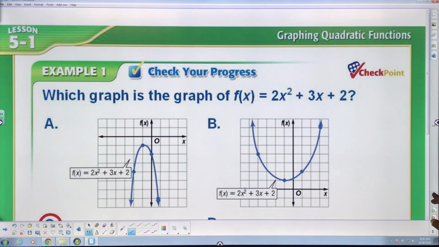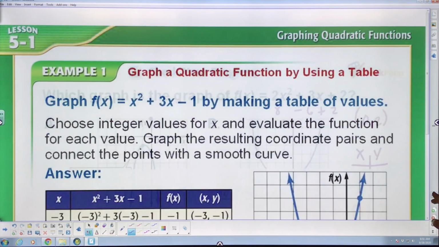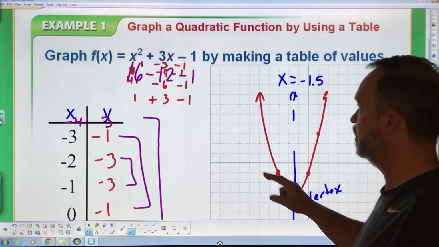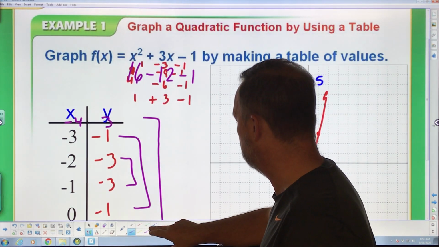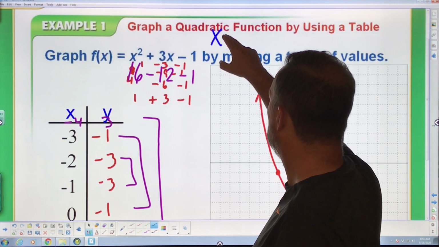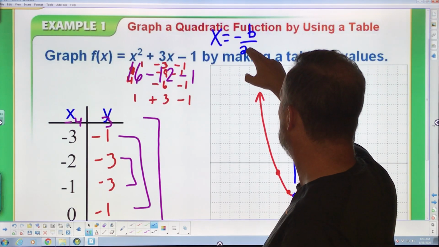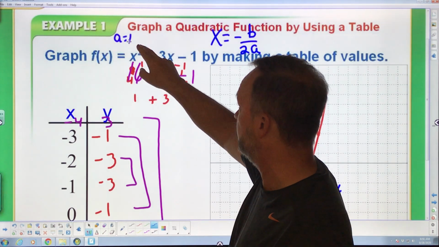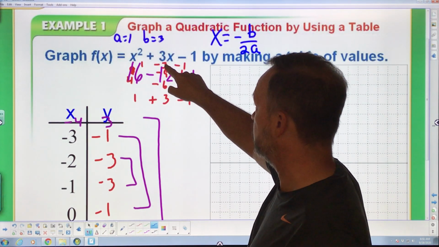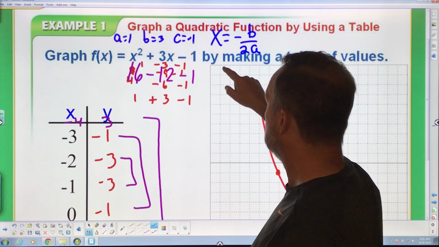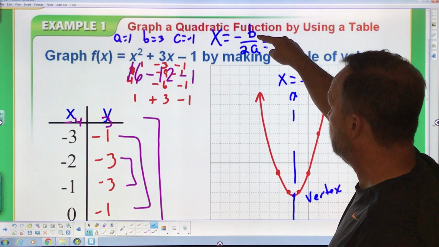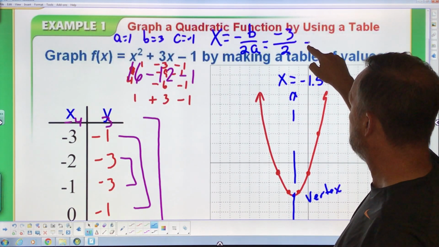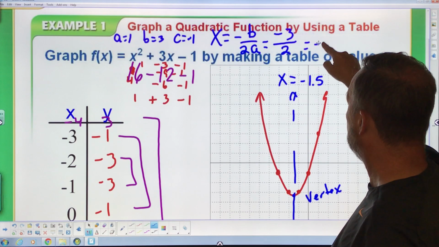Now, let's go back to this one. The axis of symmetry is -b over 2a. Remember here, a is 1, because it's the coefficient of the quadratic term. B is 3, because it's the coefficient of the linear term, and C is -1. So let's plug that in here. Opposite of B would be -3, and 2 times A would be 2. So it's -3/2 or -1.5.